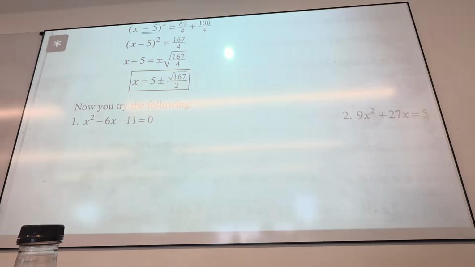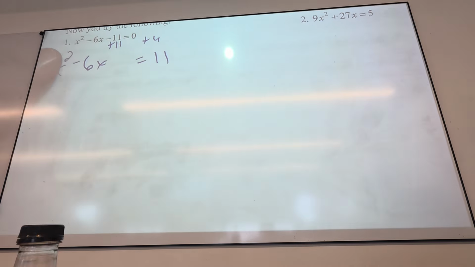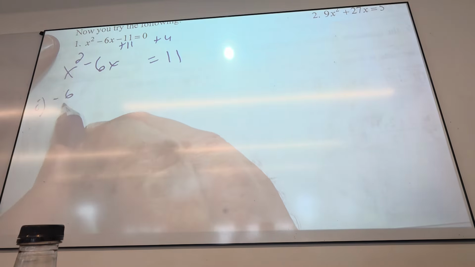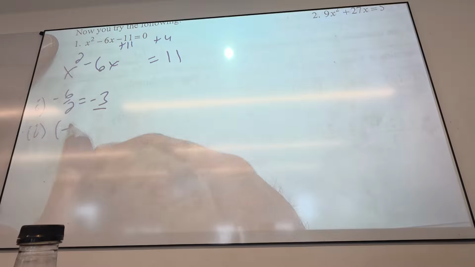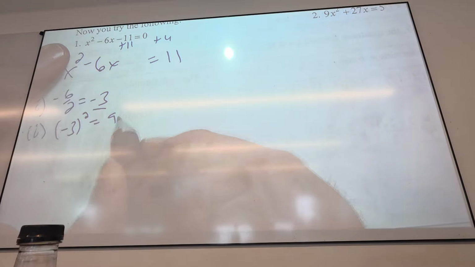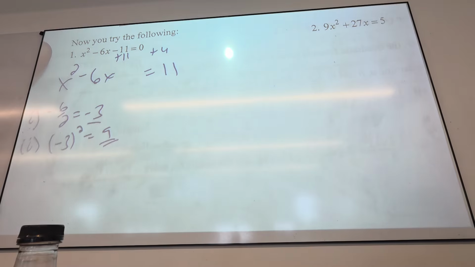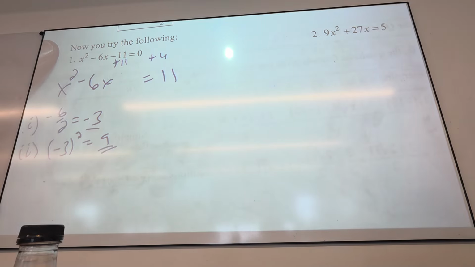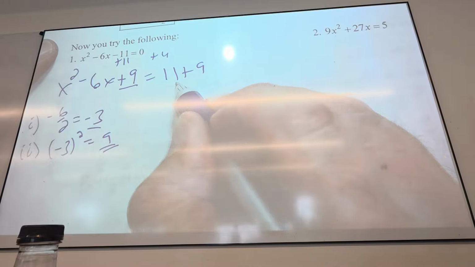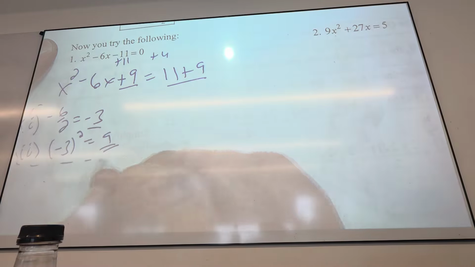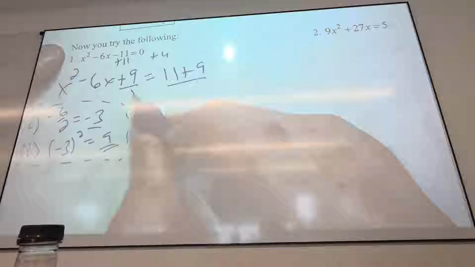So then after you do that, what do you do next? So the first step, take half of the middle number, and then what do I do with that number? Square, yeah. What do I do with this? Yes, good. The most common mistake is people forget to do it to both sides. How does this factor here?